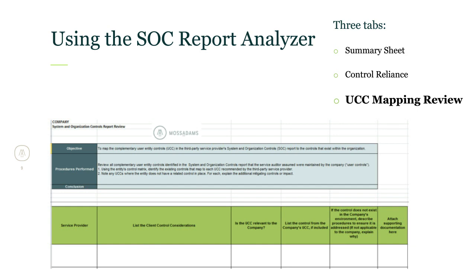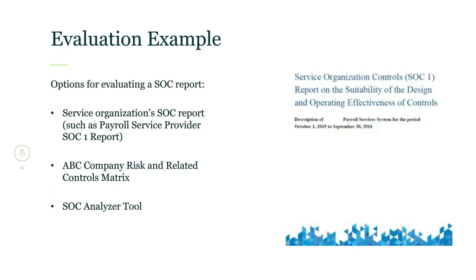For our example of a SOC report evaluation, since the majority learn best hands-on, we have taken a redacted copy of a service organization SOC report. For the purposes of this example, it is a SOC 1 report for a payroll service provider, ABC Company's risk and related controls matrix, where management has defined the controls which are in place at the organization, and a completed SOC analyzer tool. You will also see that we have provided examples of the SOC report excerpts to show where the information can be found.